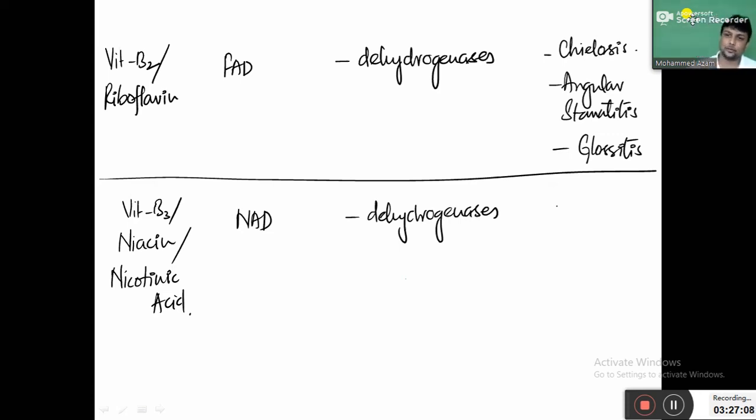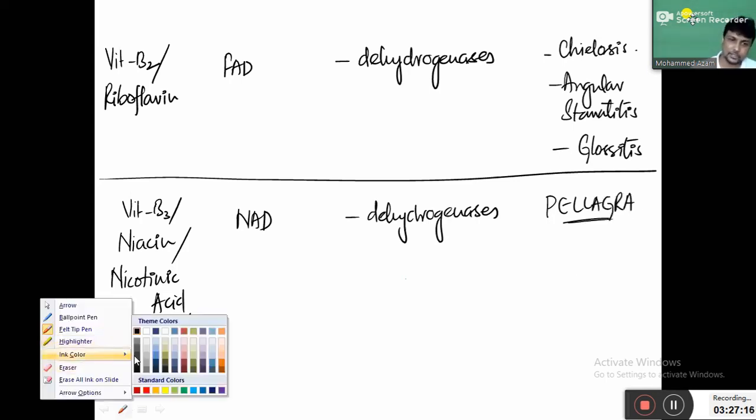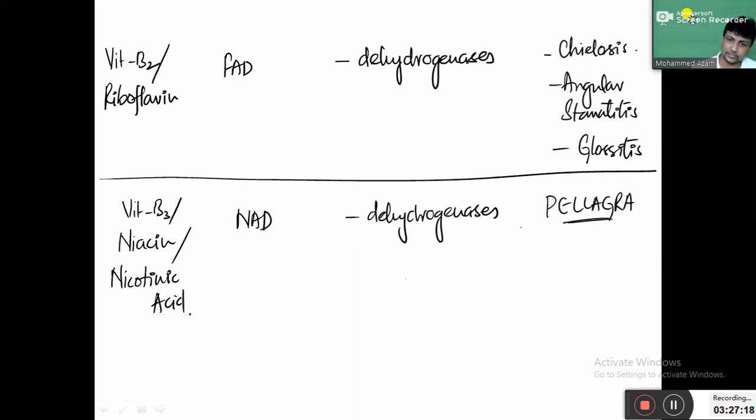And you all know that vitamin B3 deficiency will lead to a disease known as pellagra. Pellagra is the name of the disease. And remember, this pellagra is actually a 3D disease. What is the meaning of 3D? D for dementia, D for dermatitis, and D for diarrhea. Dementia, dermatitis and diarrhea. What will happen in pellagra?